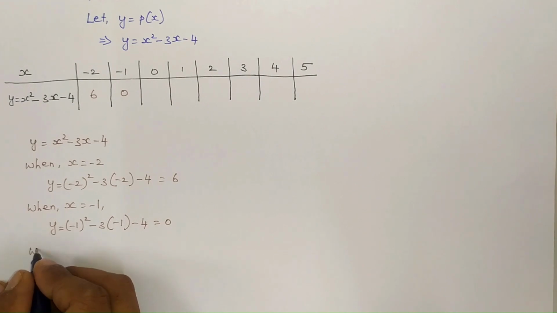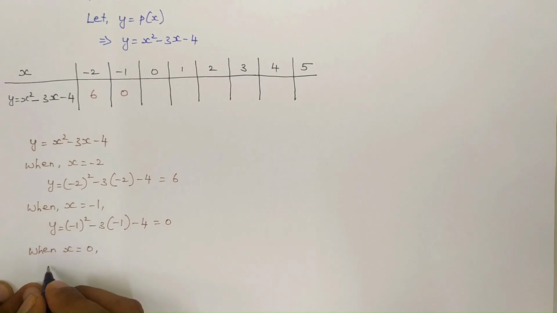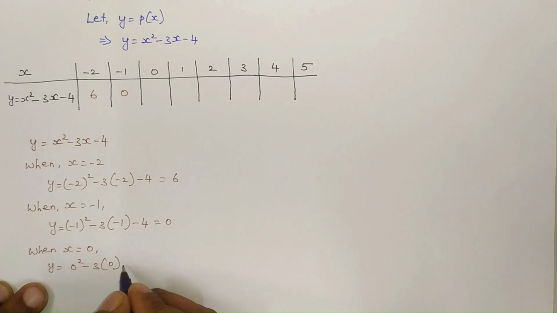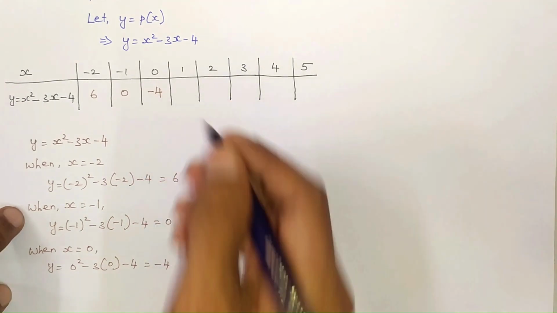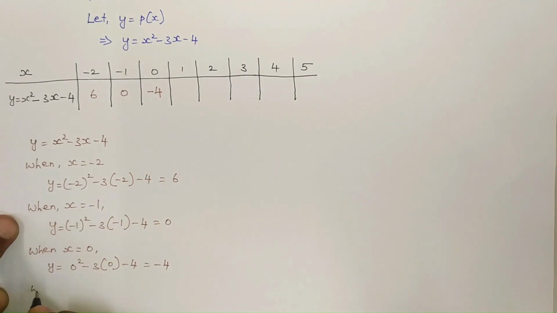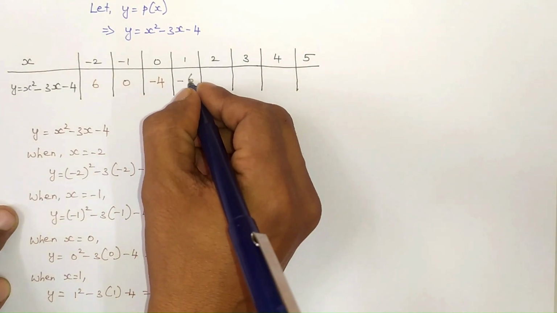And when x is equal to 0, y is equal to 0 square minus 3 into 0 minus 4. So I have minus 4 here. When x is equal to 1, y is equal to 1 square minus 3 into 1 minus 4. So this is equal to minus 6. So I have minus 6 here.